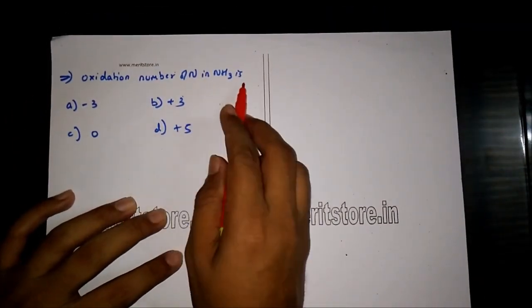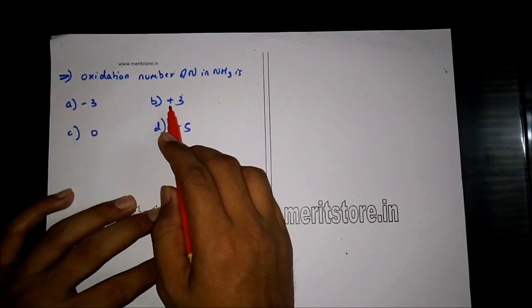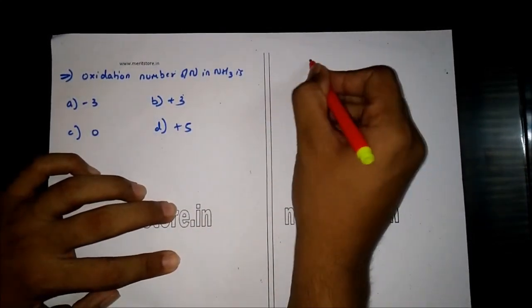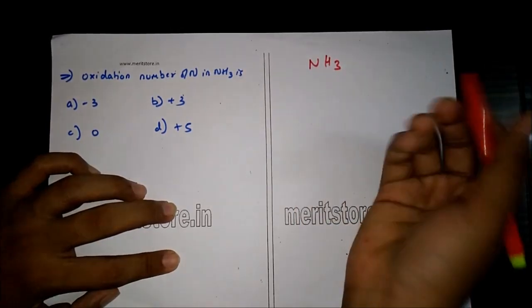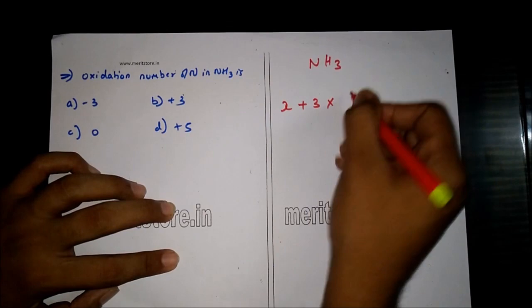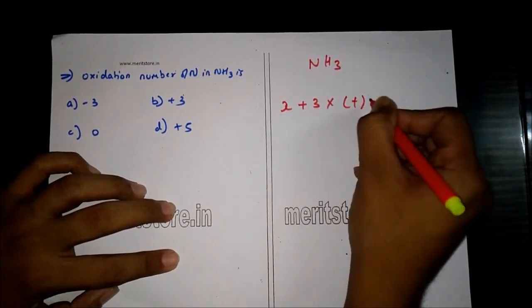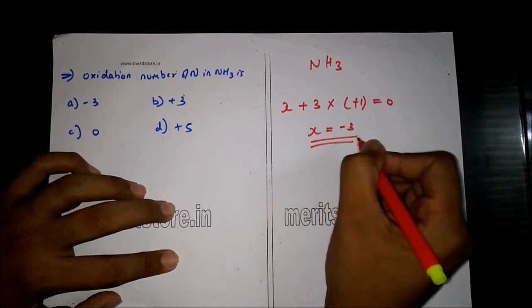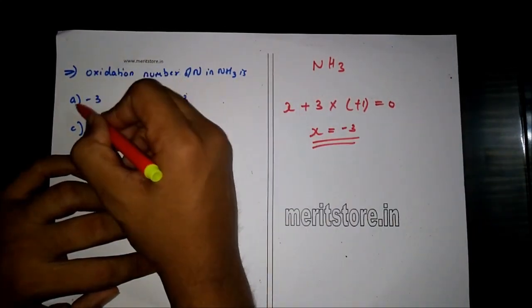Oxidation number of N in NH3 is A minus 3, B plus 3, C 0 and D plus 5. Now let the oxidation number of N in NH3 be X. Therefore X plus 3 into the oxidation number of hydrogen, which is plus 1, equal to 0. Therefore X is equal to minus 3. The correct answer here is option A, minus 3.